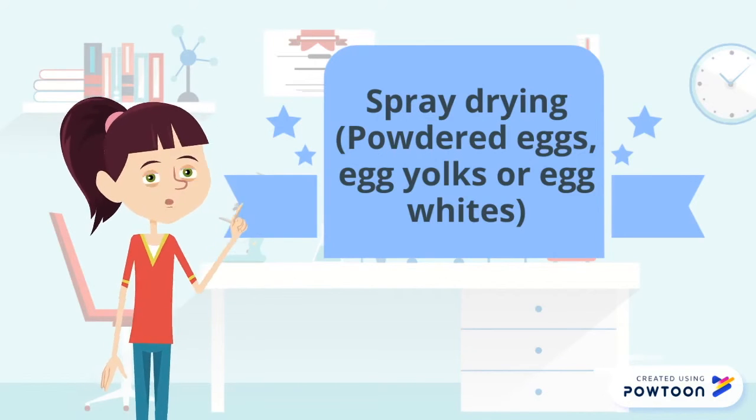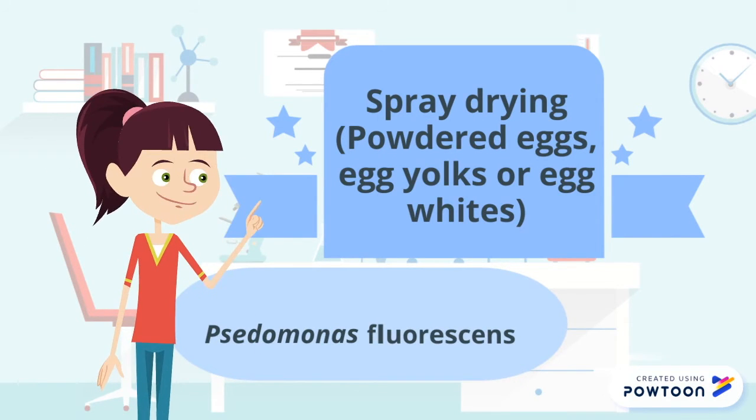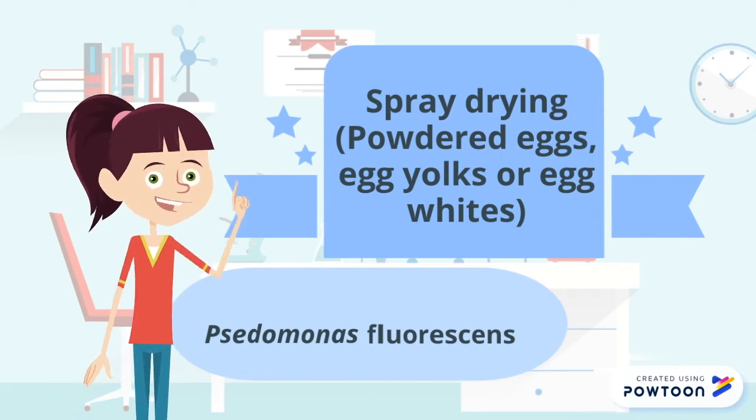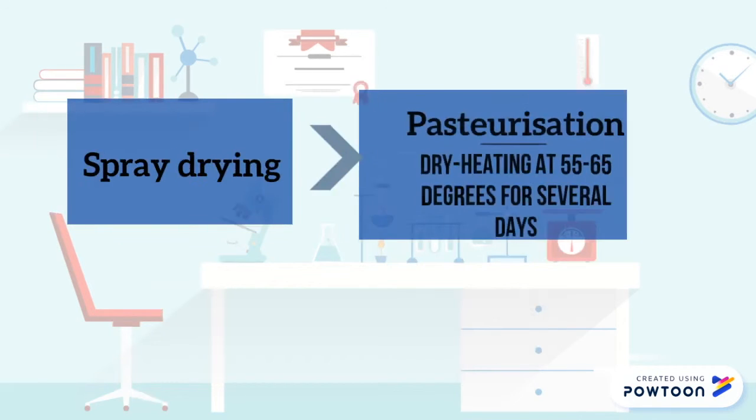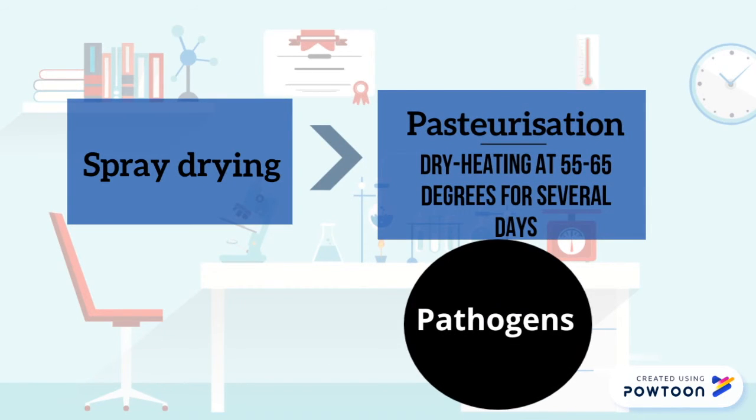Spray drying of shell eggs deters the growth of almost all spoilage microorganisms such as Pseudomonas, Flavobacterium, Proteus, and so on, hence lengthening its shelf life. Spray drying, these eggs are pasteurized, hence pathogens are also killed in the process.